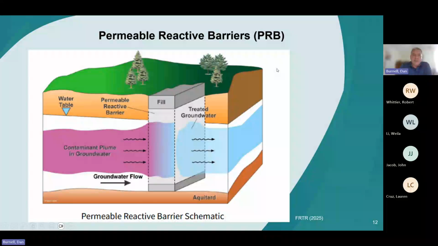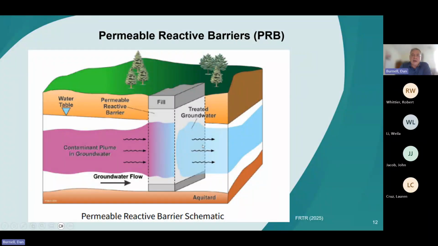Another in situ remedy are these permeable reactive barriers, PRB. And so these are typically used when the water table is shallow, because what we have to do is we have to dig a trench and then put in these barriers. And these barriers are reactive materials. And so as the groundwater migrates through the barriers and it carries the contaminants through the barriers, these reactive materials on the barriers will treat the groundwater so that the groundwater coming out is cleaner.